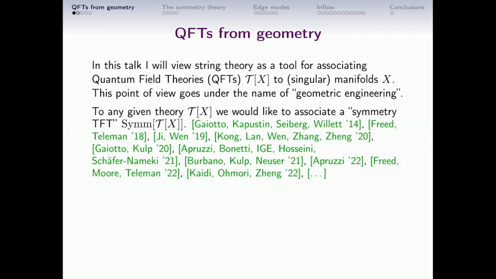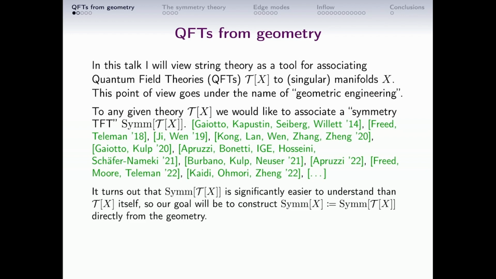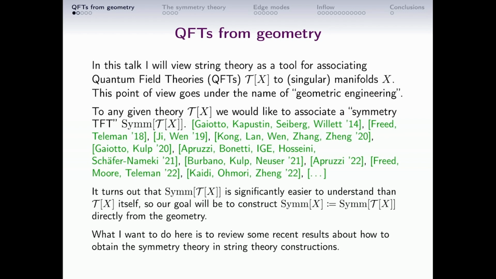In this way we think of the geometry X that defines a theory, and we want to extract the symmetries of the theory. We want to extract this thing we call the SymTFT for T of X. This is a topic that has a lot of history by now. Many papers have developed this point of view of the SymTFT. What motivates this approach is that typically it's much easier to understand the SymTFT than the theory itself. The dictionary from geometry to quantum field theory can be quite involved. The dictionary from geometry to symmetries tends to be much easier to understand.